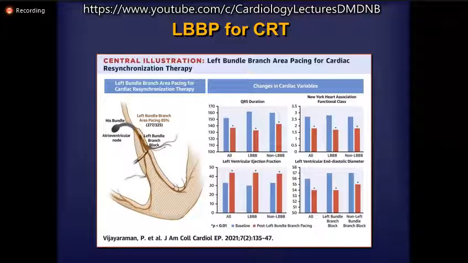Similarly, there are also studies now which have investigated left bundle branch pacing for CRT. This is one of the largest studies to date, where they took more than 250 patients and did left bundle branch pacing as the primary modality for CRT. And you can see how significantly they were able to narrow QRS, not only in patients with LBBB, but even in those with non-LBBB morphology. Good improvement in NYHA functional class, good improvement in EF, and a good reduction in LV diameter.